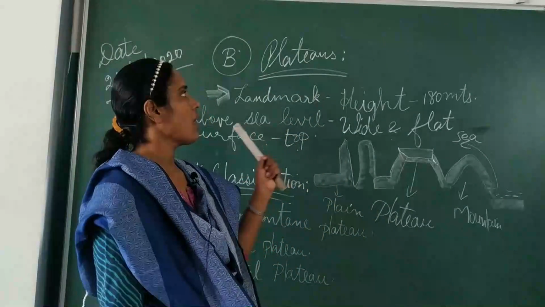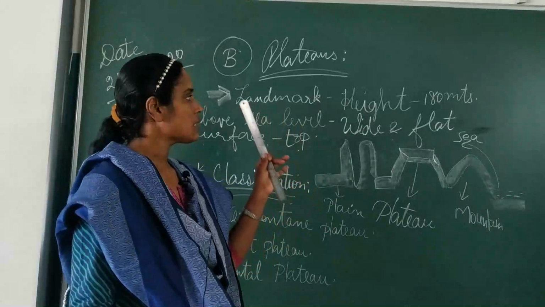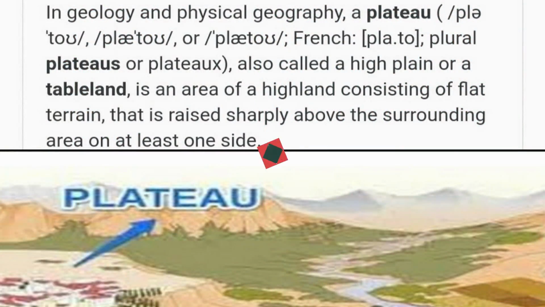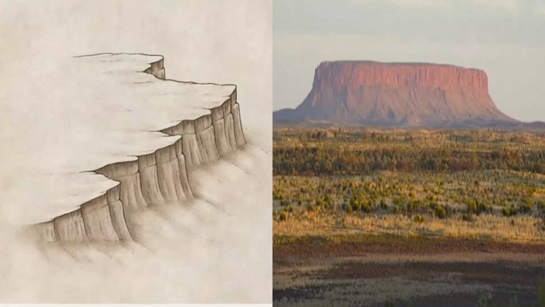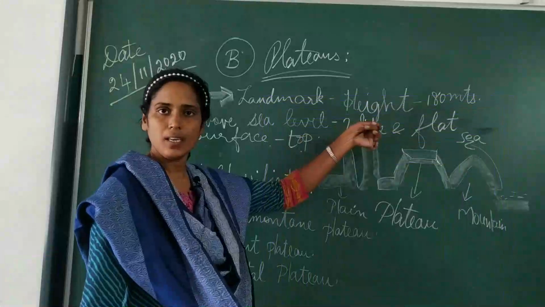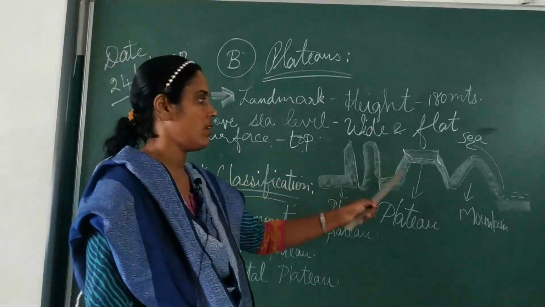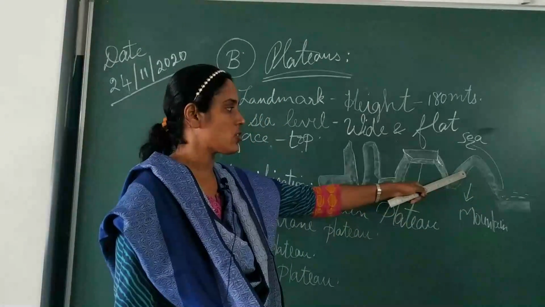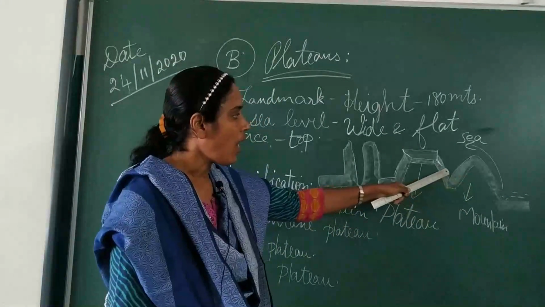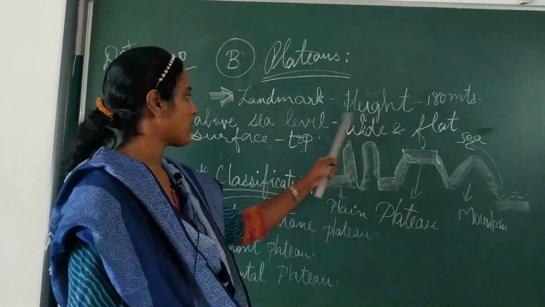Now here, students, a plateau is a landmark or a specific landform which has a height of approximately 180 meters above sea level. That is an approximate figure, not exact. If you see the diagram here, the sea is over here. This is just an imaginary thing you have to imagine. And above sea level, this area is known as a plateau.